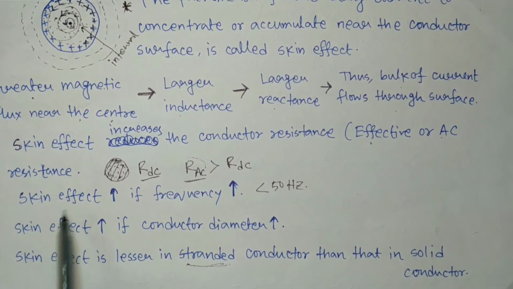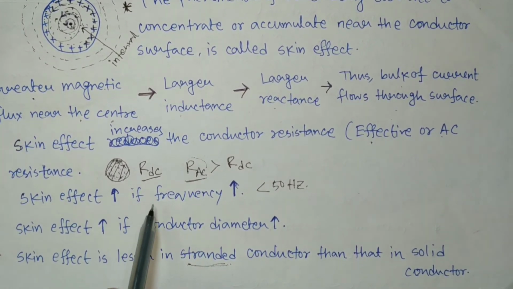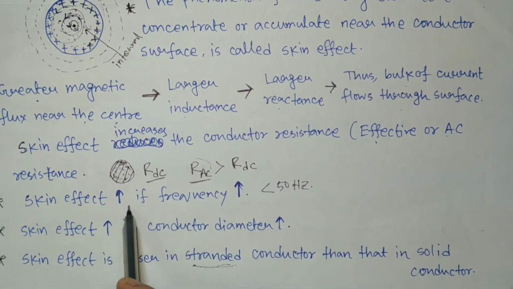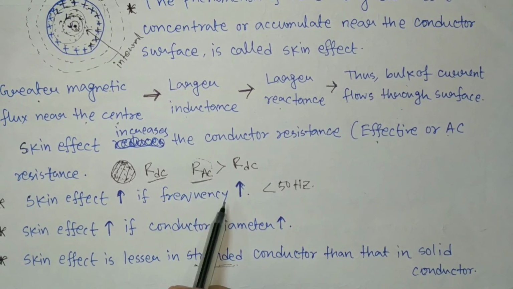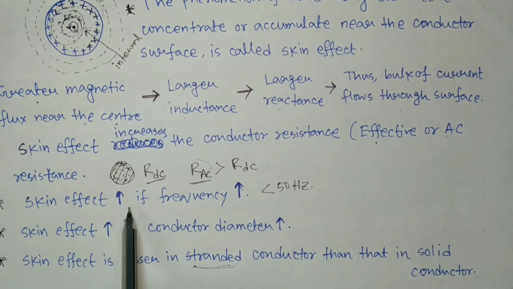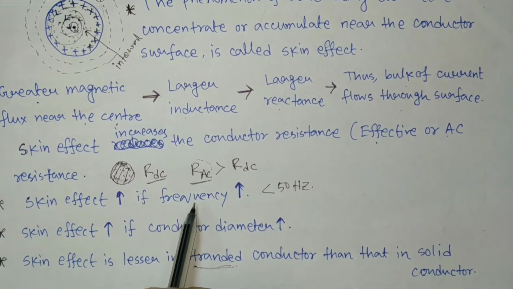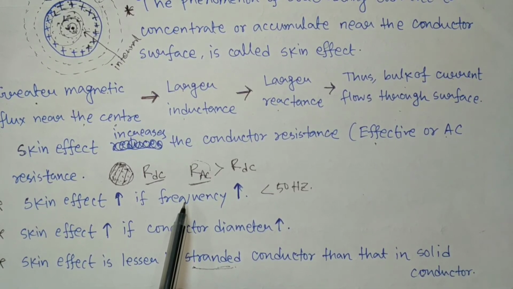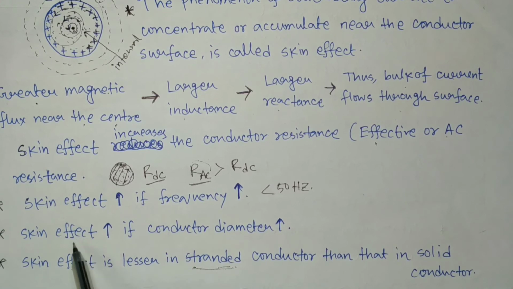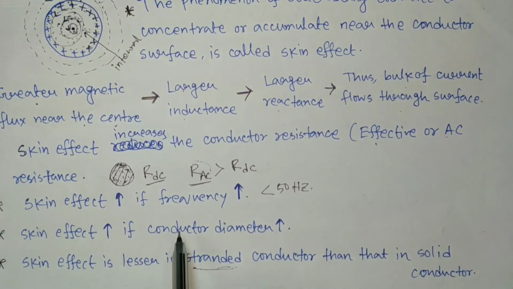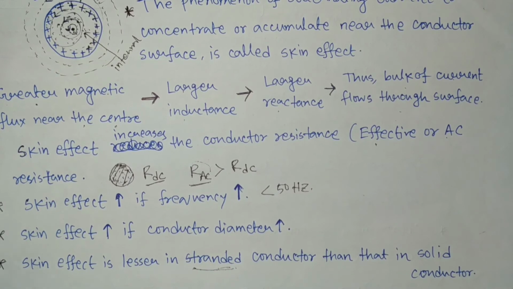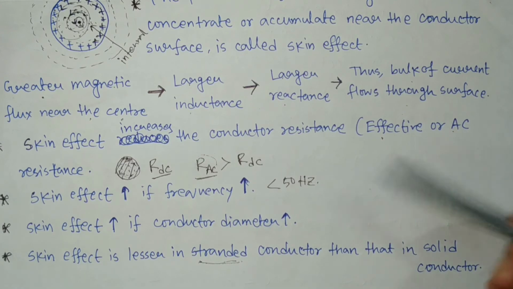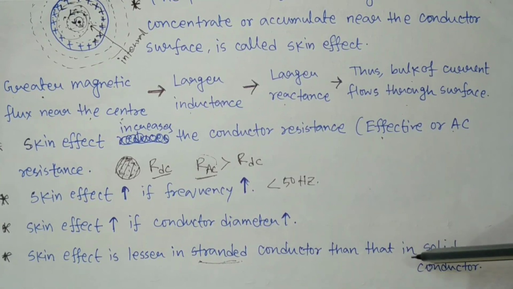See the next point. Skin effect increases if your frequency increases. Normally, if your frequency is lesser than 50 Hz, then skin effect can be neglected. But the higher the frequency, the higher your skin effect. So it is very clear that in a DC system, frequency is 0, which means there is no existence of skin effect in DC transmission. Next point is, skin effect increases if your conductor diameter increases. That means the larger the conductor, the higher your skin effect.